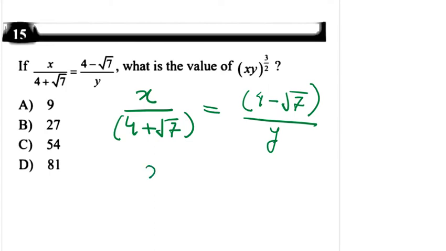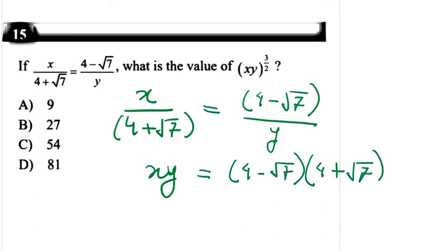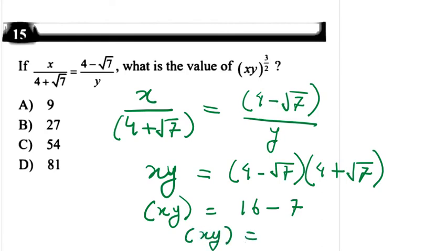So now xy goes that side, and now you have to do (4 − √7)(4 + √7). So this is going to be xy = 4 times 4 is 16 minus 7, right? So what is the answer of 16 minus 7? It is going to come as 9. So xy is equal to 9.